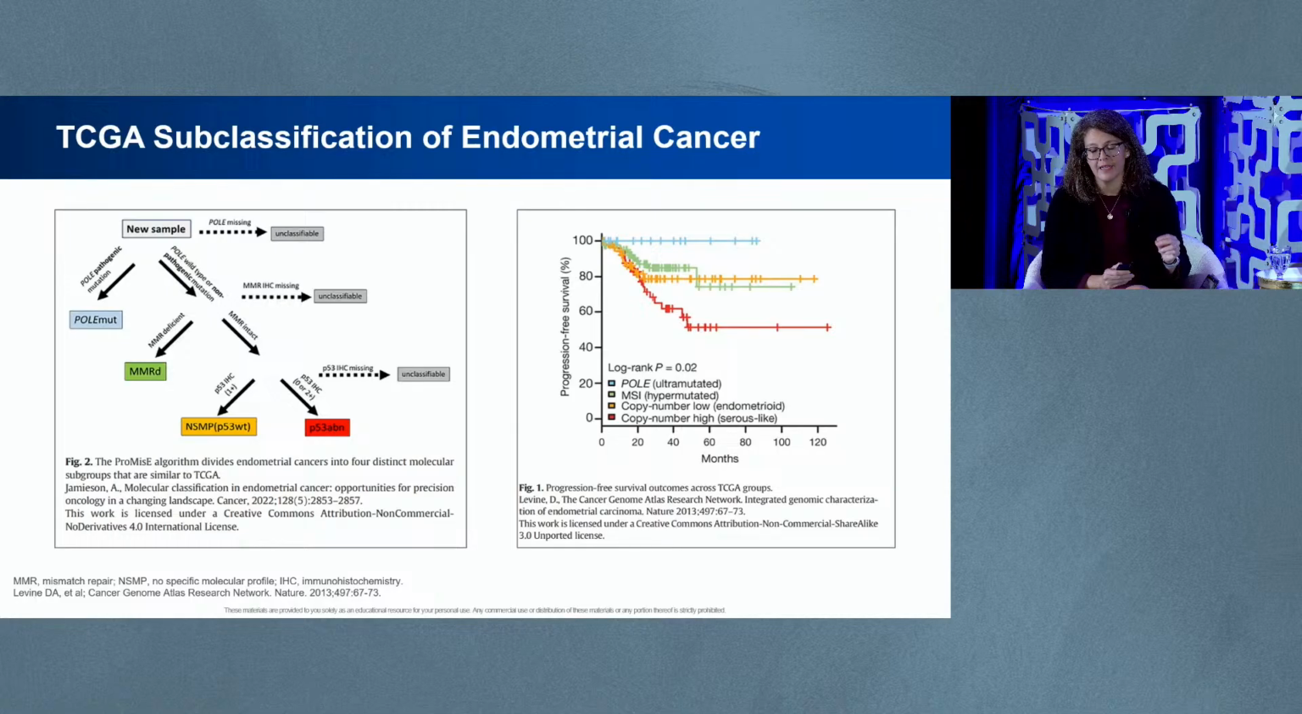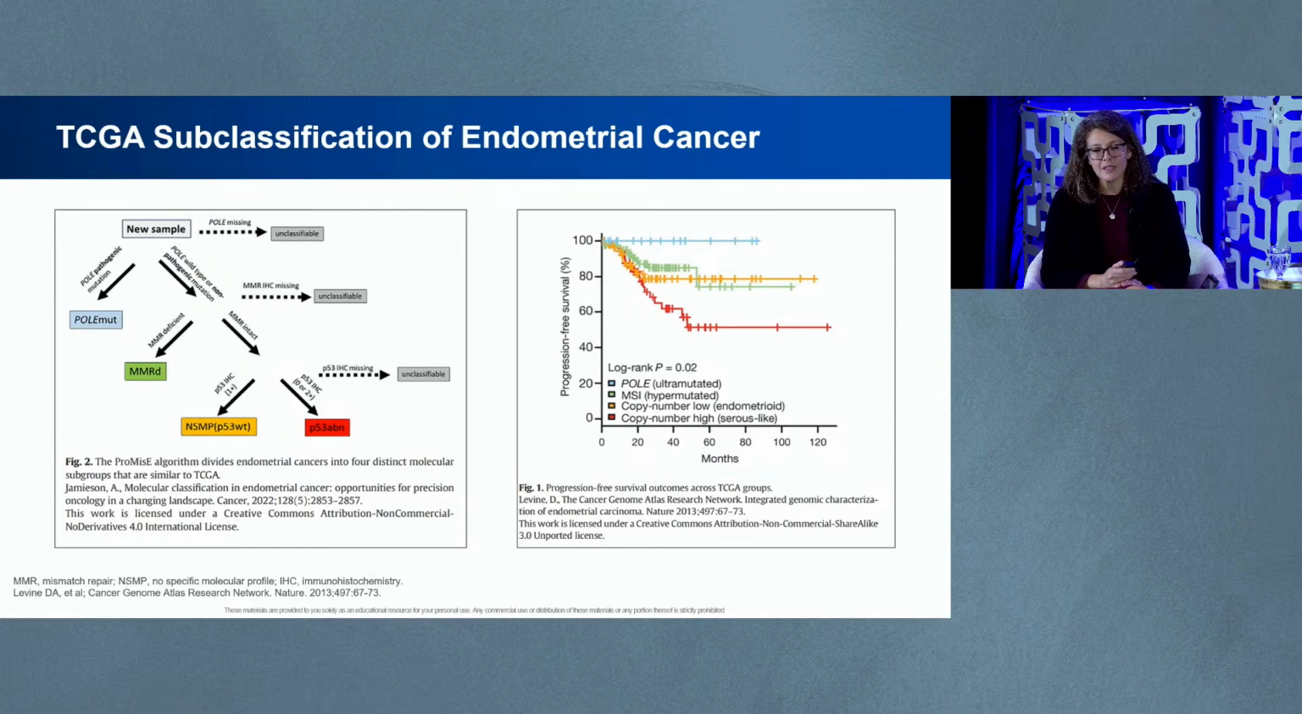And on the left-hand side, you'll see the PROMISE classification, which is the algorithm that we use to help understand which patients go into which subtype. The important thing is that you have to do it sequentially. So ideally, with a new sample, you would do POLE testing first to see if they're hypermutated. If they aren't, then you would do mismatch repair deficiency testing through immunohistochemistry. And if all those proteins are normal, then you would do p53 immunohistochemistry to determine if they were p53 wild type or p53 mutated. And that's how you get the 4 classifications.